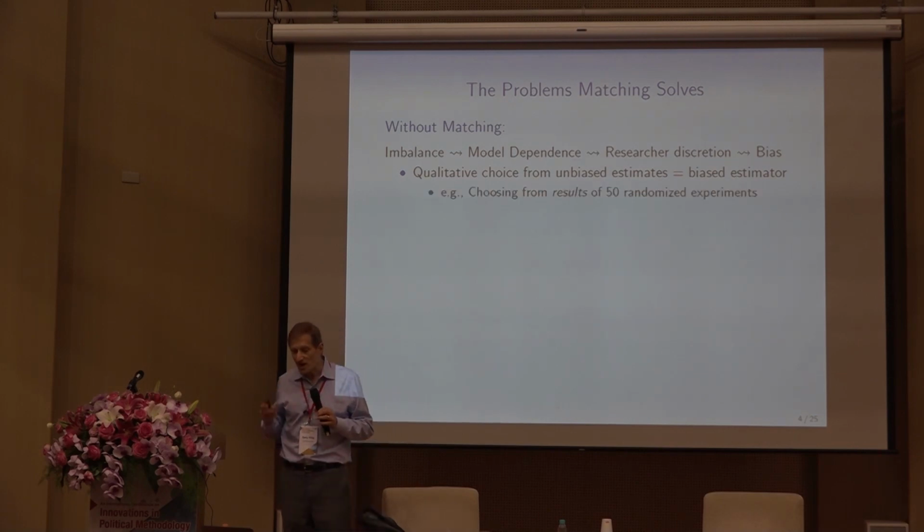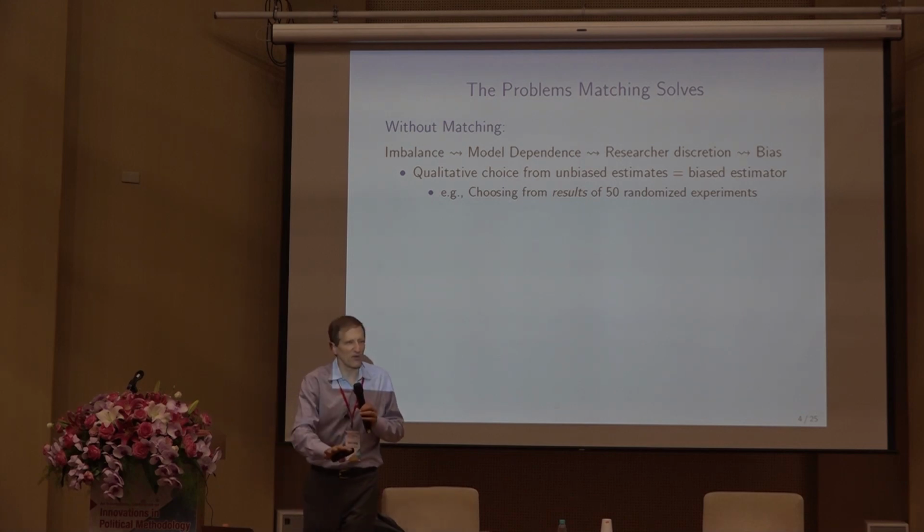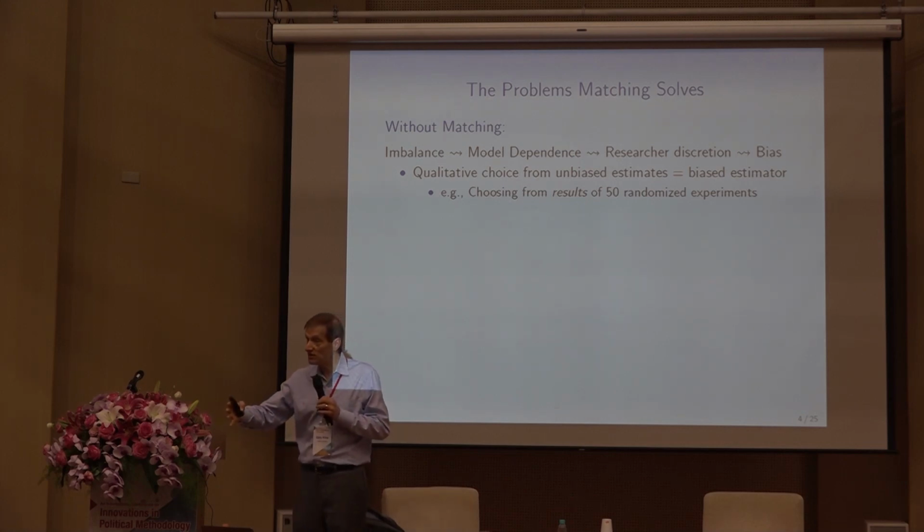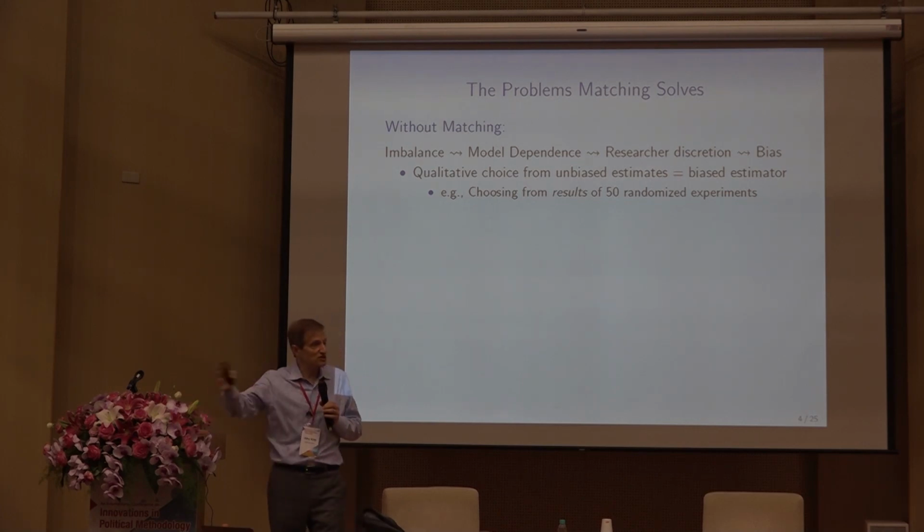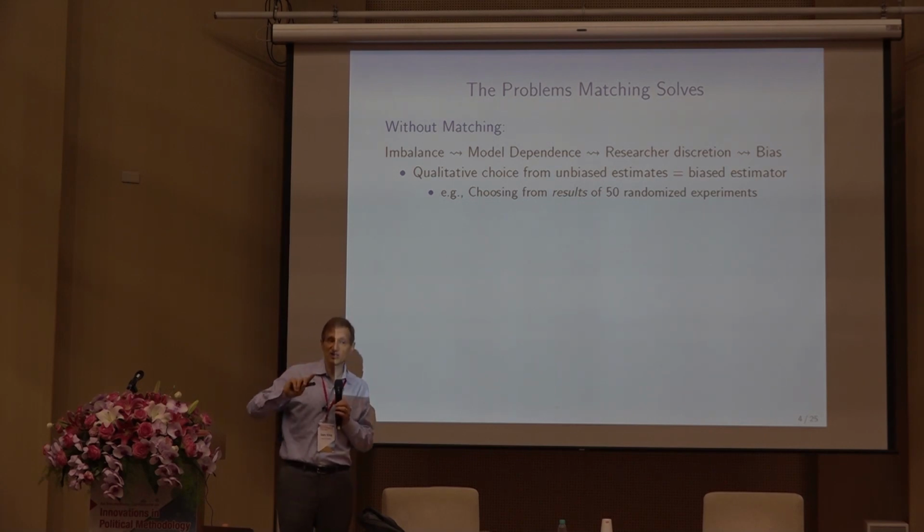Let me give you an example. Suppose you ran 50 pristine randomized experiments, every one of which was done exactly the right way. Now you're going to get different answers for the 50 experiments just because of random variability. Now suppose you get to pick one on the basis of the results, not only on the basis of the design, but on the basis of the results, to write up.